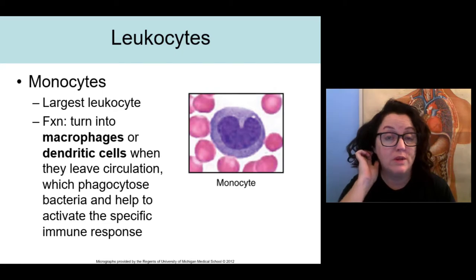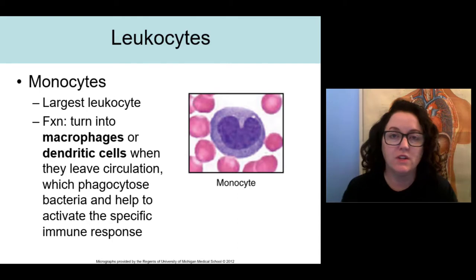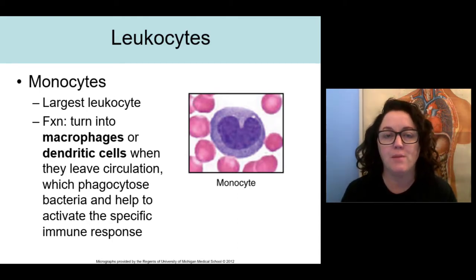These cells are also really important for helping to initiate the specific immune response. So when we want to produce antibodies to kill off a specific pathogen, macrophages, specifically dendritic cells, are going to be important in that process. We'll talk more about that when we get to the immune system.